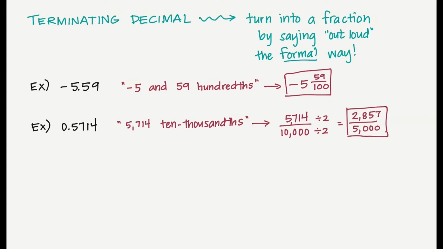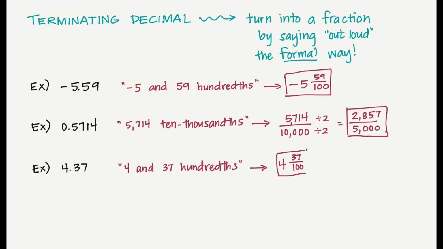Okay, let's go ahead and do a couple more. Our next example is going to be 4.37. So again, the formal way is saying 4 and 37 hundredths. So I can write this as a big 4 and then the fraction 37 over 100. And that's it. It can't be simplified.